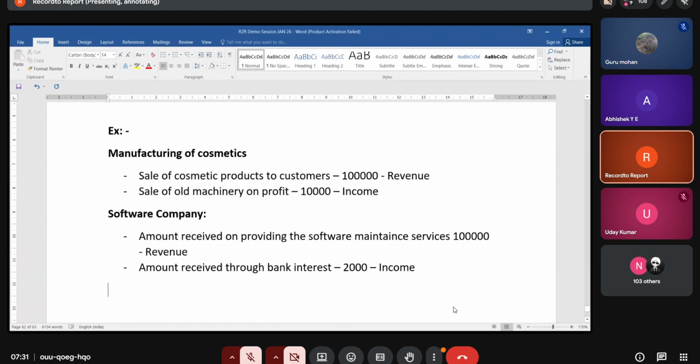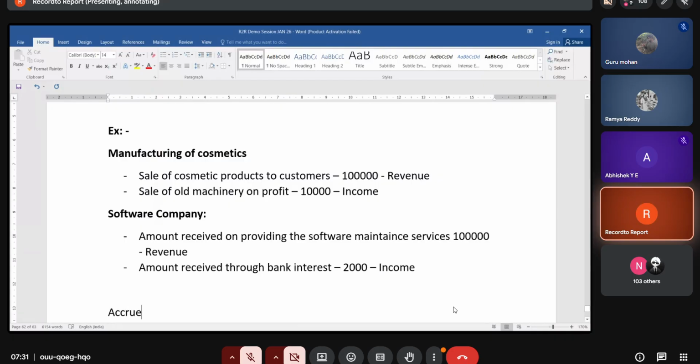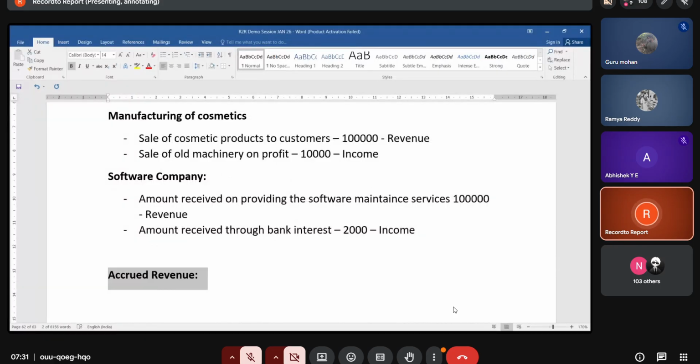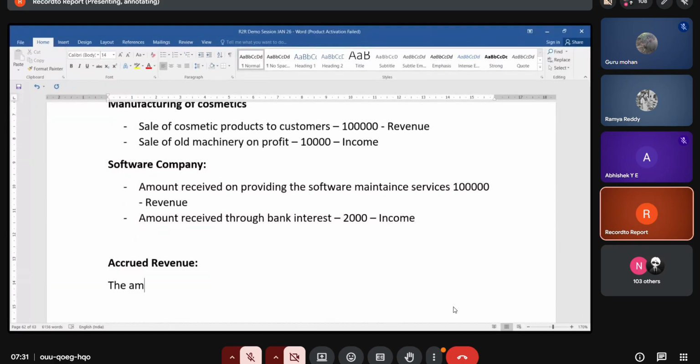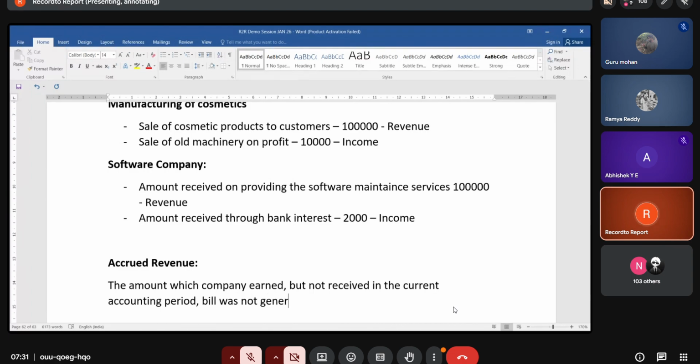Okay, fine. So let's think about accrued revenue. Accrued revenue is nothing but the amount which the company earned but not received in the current accounting period. So the amount which the company earned but not received in the current accounting period. Okay. So even the bill was not generated.